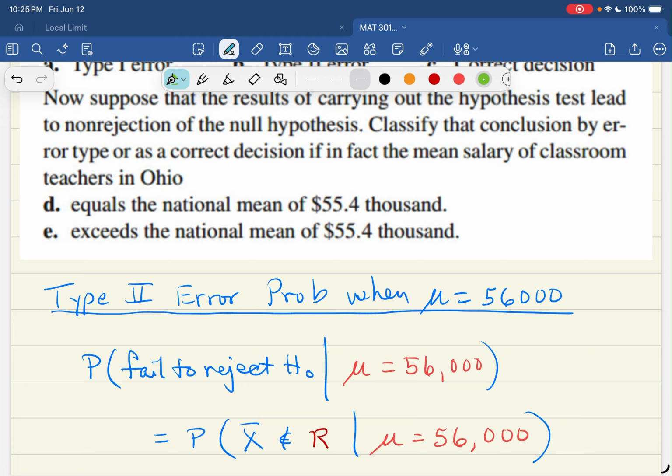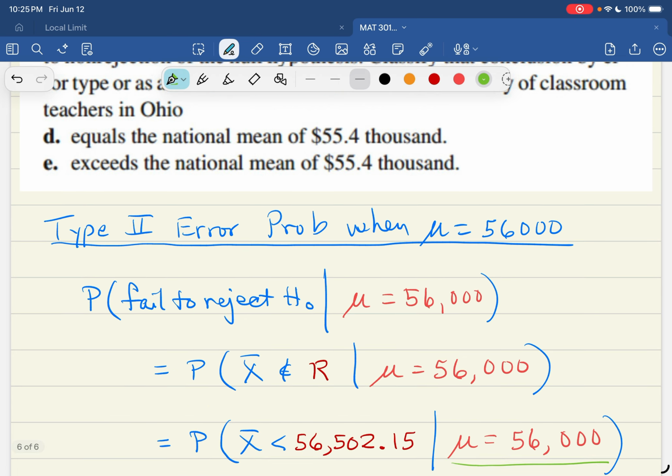Now remember that we fail to reject H naught if our little x bar does not land in the rejection region. So we're talking about the probability that x bar is not an element of the rejection region given that mu is equal to 56,000. Okay, so then that's the probability that x bar is less than $56,502.15 given that mu is equal to 56,000.